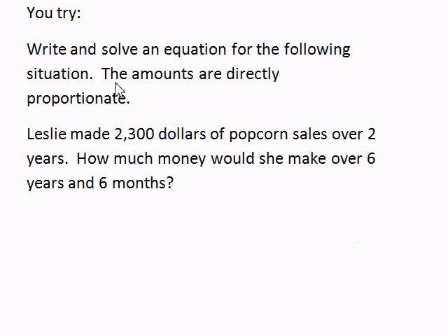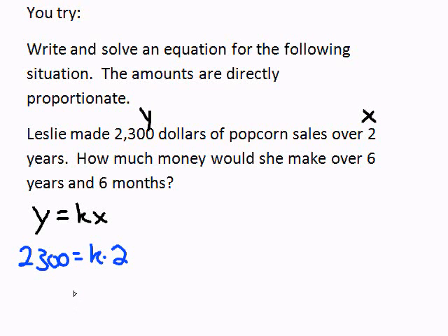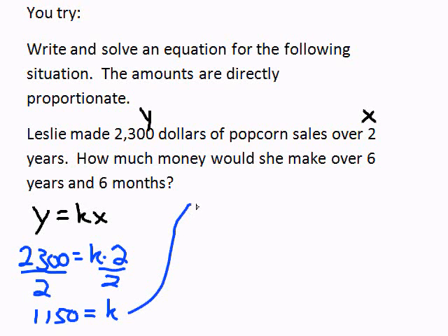On your own, go ahead and try to write and solve an equation for the following situation. Note that the amounts are directly proportionate. I've started the process for you by writing our general form of our direct variation equation and substituting the amount of money earned, $2,300, in for y and 2 in for x. We can solve for k by dividing both sides by 2. This gives us that $1,150, or rather 1,150, just the number, is equal to k. So we can write our general equation as y equals 1,150x.